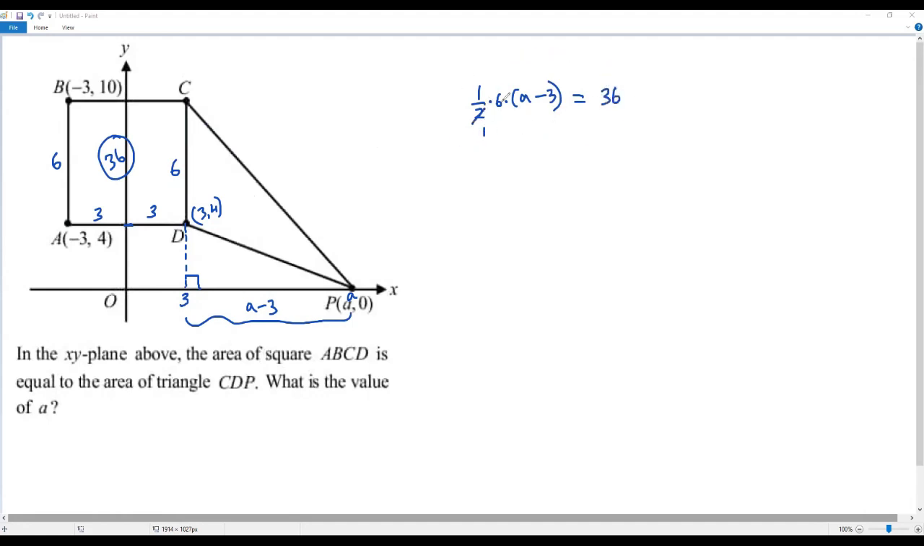Here, 2 goes into 2 one time and 2 goes into 6 three times. 1 times 3 is 3. We get 3 times (A -3) on the left side. On the right side, we have 36. Now let me divide both sides of this equation by 3. Then this 3 will cancel out. I'm getting A -3 on the left side. When I divide 36 by 3, I'm getting 12. Let me add 3 to both sides. When I add 3 to both sides, -3 + 3 will cancel out. I'm getting A equals, when I add 12 and 3, 15. Here I got the value of the constant A. The value of A is 15.